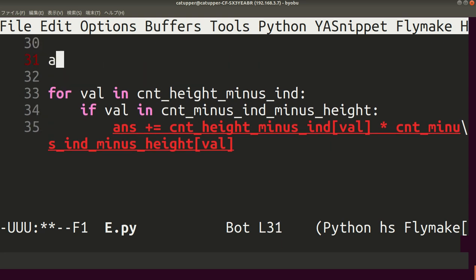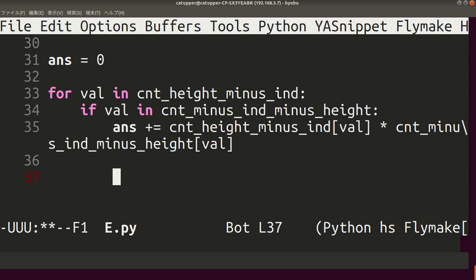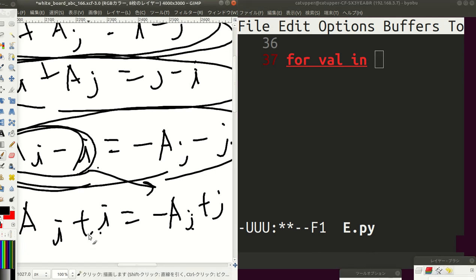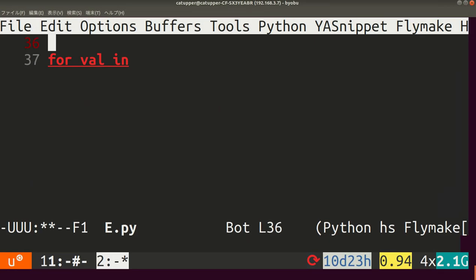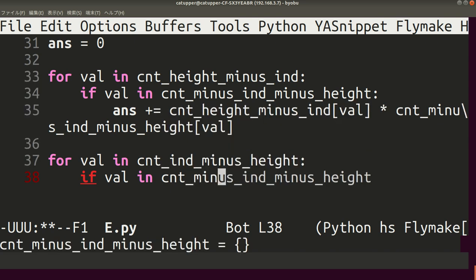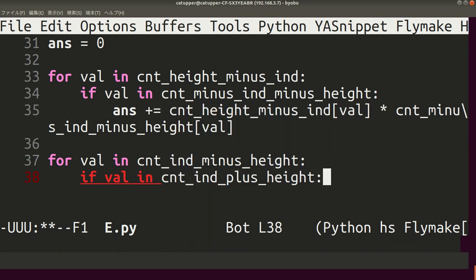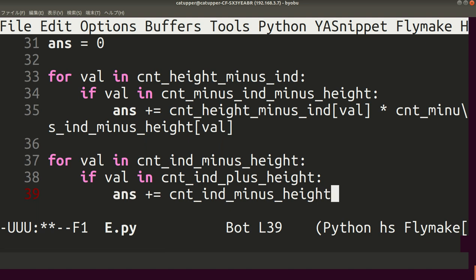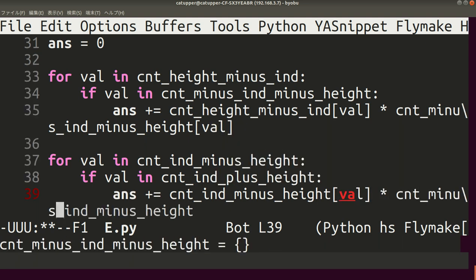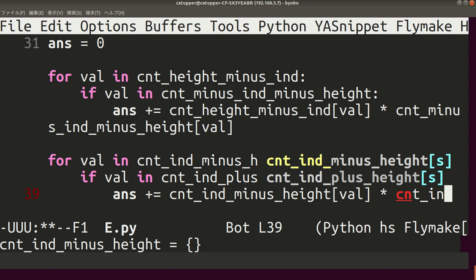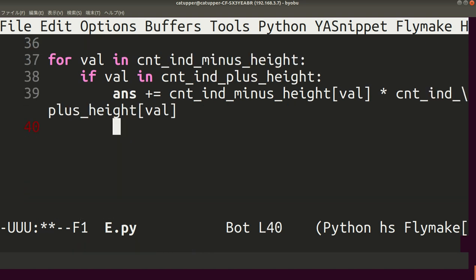Okay. There's no answer variable here, so define it here and initialize with zero. And for value in the rest: index minus height, if value is in the sum, index plus height, answer plus equals count of index minus height value times count of index plus height value, and print answer. But it will output the wrong answer. Do you know why?